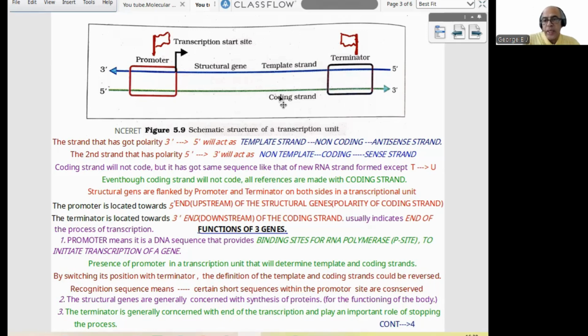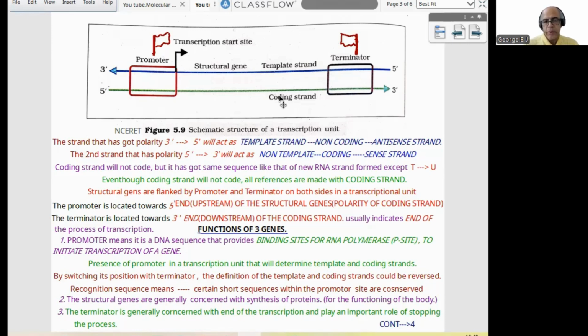Now, interestingly, we are using the term coding strand, but remember it will not code. But then how did that name come? How does the coding strand become the sense strand, even though it is not coding? The reason is, it has the same sequence as that of the new RNA strand formed. So the coding strand is a DNA strand. When the new RNA strand is formed by transcription, it has the same sequence as the coding strand, except that in DNA we find thymine, and in RNA we find uracil. That is how the name coding strand, sense strand, non-template strand came. It will not code. I think the idea is clear to all of you.